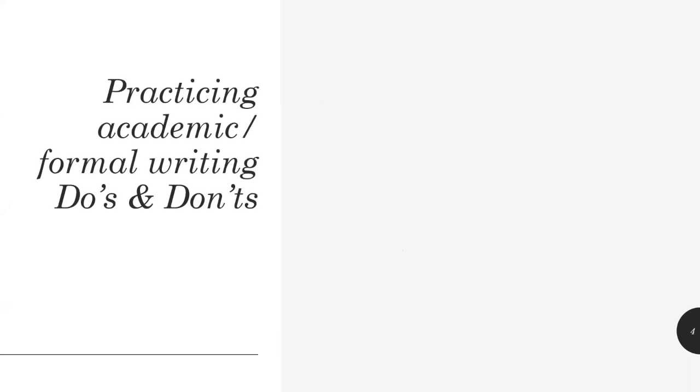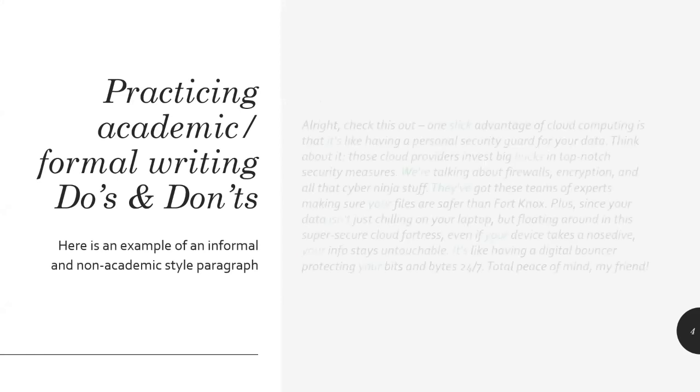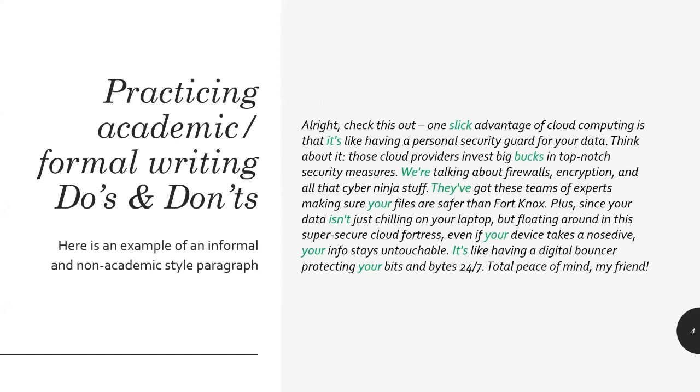What about practicing academic writing, that is formal writing? So the do's and don'ts. Here, we are going to have a look at an example of an informal and non-academic style paragraph. So this paragraph, as you can see, was written in a non-formal, informal, non-academic style.